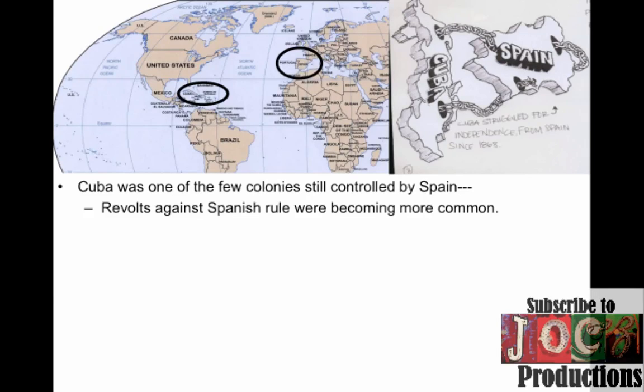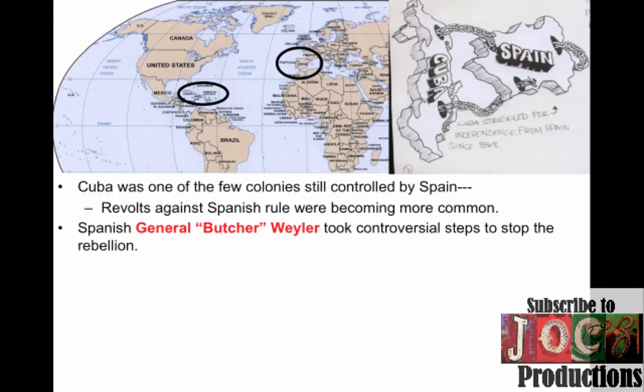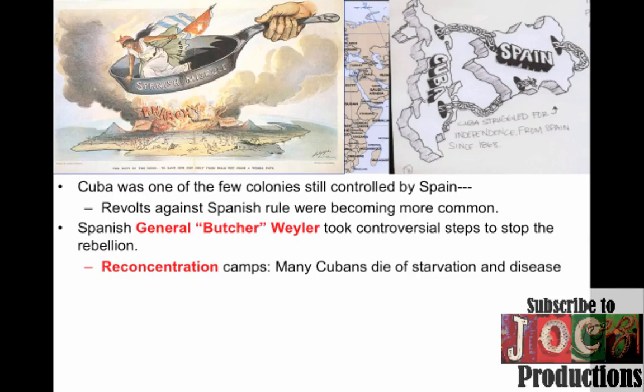People like Jose Marti and other Cubans wanted independence, and Spain wanted to retain their colony, so they're sending in large numbers of troops. And they're taking some controversial steps, one by the Spanish general Butcher Weyler, his nickname the Butcher, because of his policy of the reconcentration camps, where Cubans were forced into these camps, and many Cubans die of starvation and disease. Now, you're probably wondering, why does the United States care?